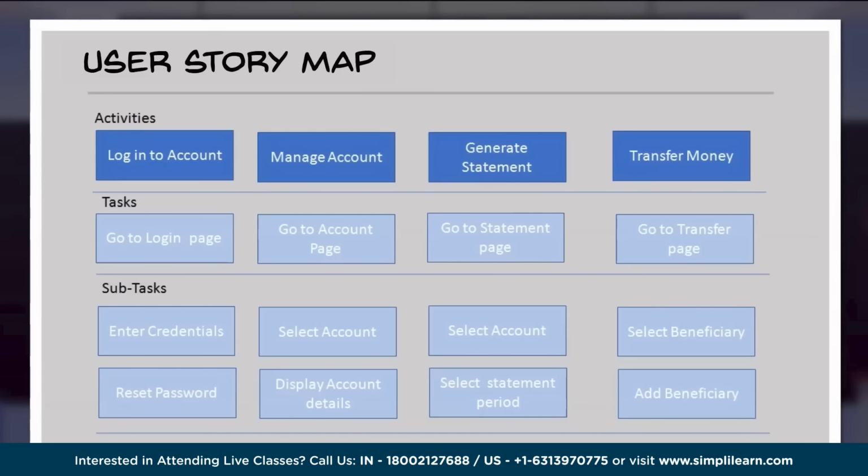Some of the transactions, like generating a statement or transferring money, even for that the steps are written. So going to the statement page, then selecting the account for which you need a statement, then selecting the period, from when to when the statement is required, and then clicking on it and downloading that particular statement, or choosing an option mentioning that I need this in an email or I need a hard copy of this.